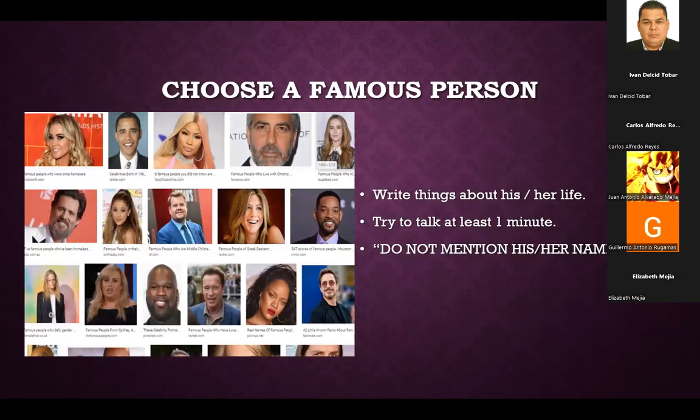Ahora, vamos a hacer una pequeña speaking activity. Vamos a escoger a famous person. La famous person puede ser alguien que esté vivo o que ya haya fallecido. Y tratar de hablar un minuto acerca de esa persona sin mencionar su nombre. ¿Estamos claros en esta actividad? Yes. Okay, here we go.